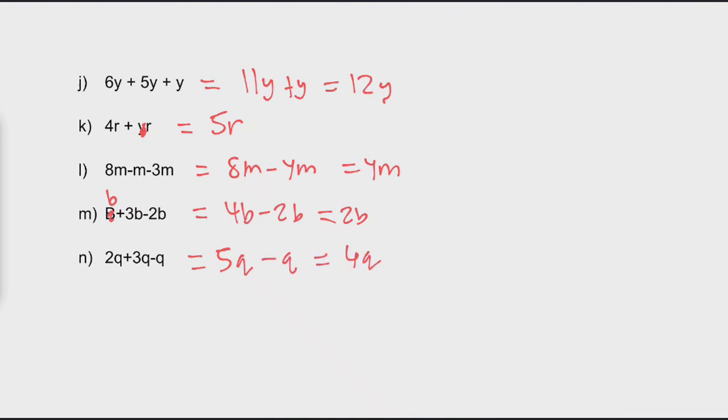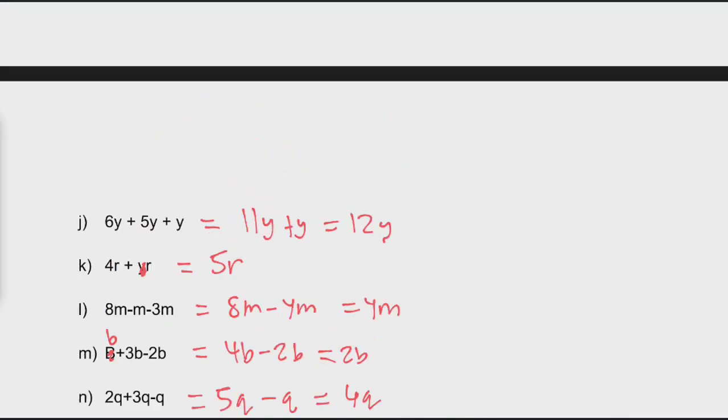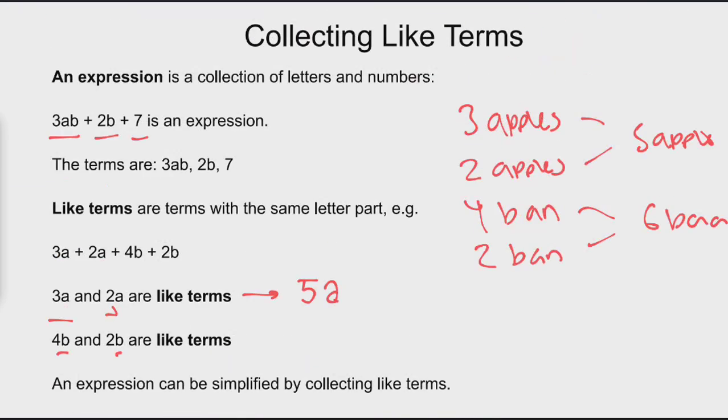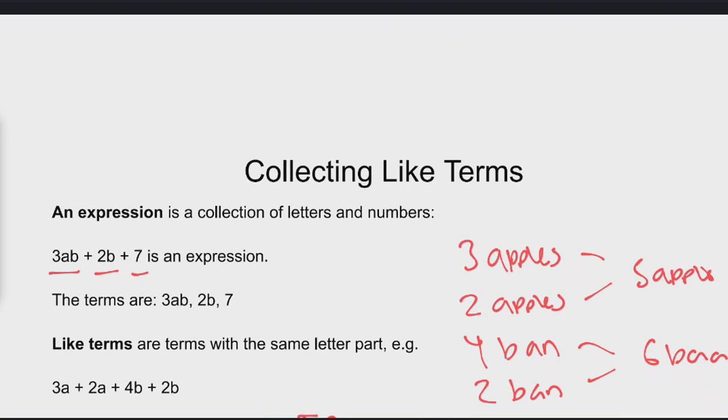Okay, so I hope that has simplified it. Basically, whenever you have terms in an expression with the same letter part, you can combine them just as if they are a normal sum. Just remember to add that letter term back onto the end. I hope this video was useful in helping you understand collecting like terms.